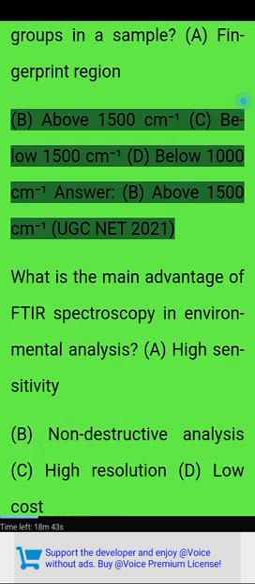Fingerprint region. B. Above 1500 cm. C. Below 1500 cm. D. Below 1000 cm. Answer. B. Above 1500 cm. UGC NET 2021.